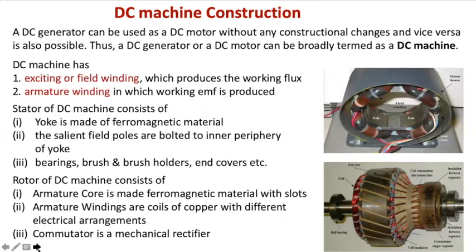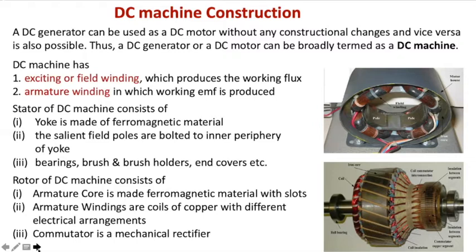Now the DC machine construction. A DC generator can be used as a DC motor without any construction changes, and vice versa is also possible. Thus, a DC generator or a DC motor can be broadly termed as a DC machine. And a DC machine electrically has got two parts: one is the excitation winding or the field winding, which produces the working flux, and the second one is the armature winding, in which the working EMF is produced. Or, for a motor, the torque will be produced in the armature.